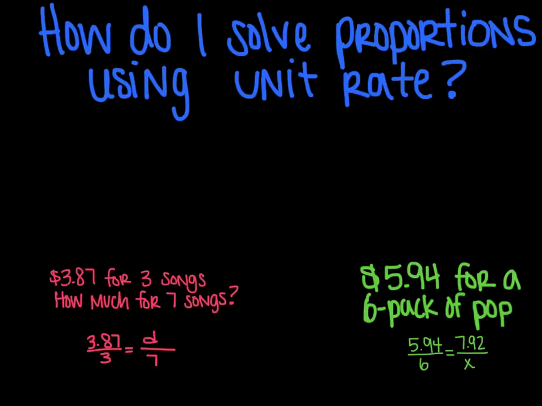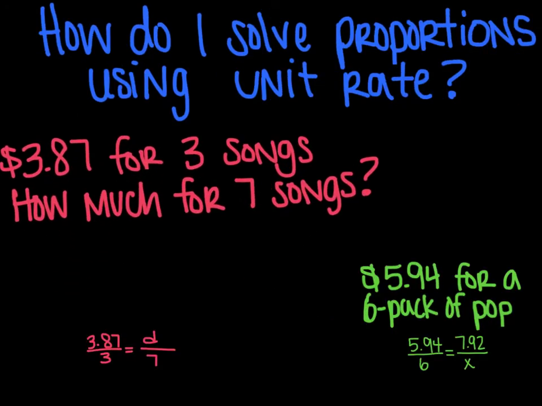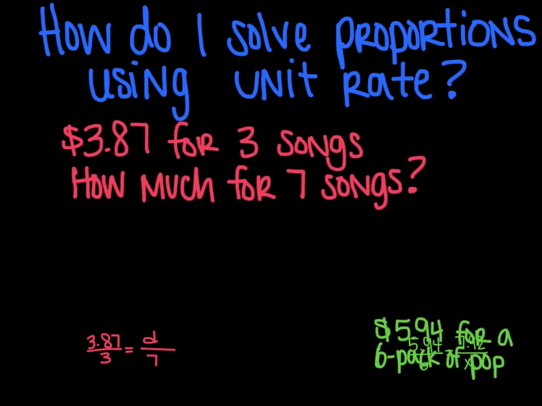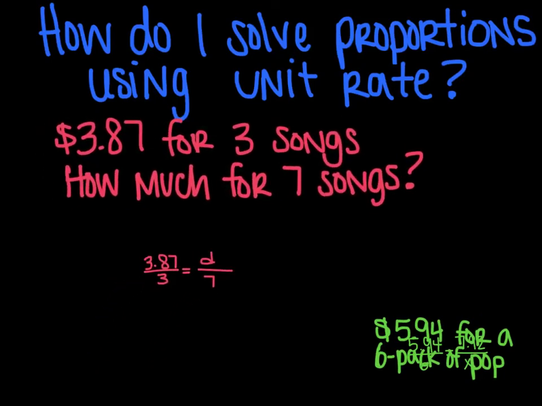How do I solve proportions using unit rate? Here we have an example. $3.87 for 3 songs. How much for 7 songs? Unit rate is really great to keep in mind when scale factor is not very clearly evident and when reducing doesn't work for you. So here's this example written as a proportion like this.